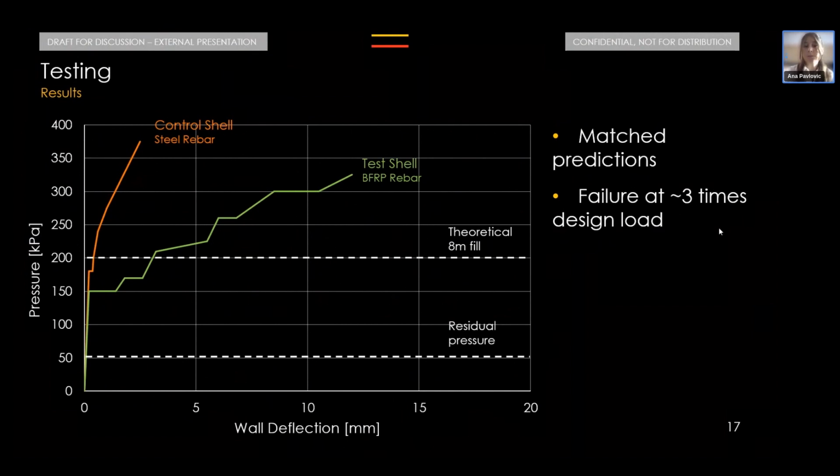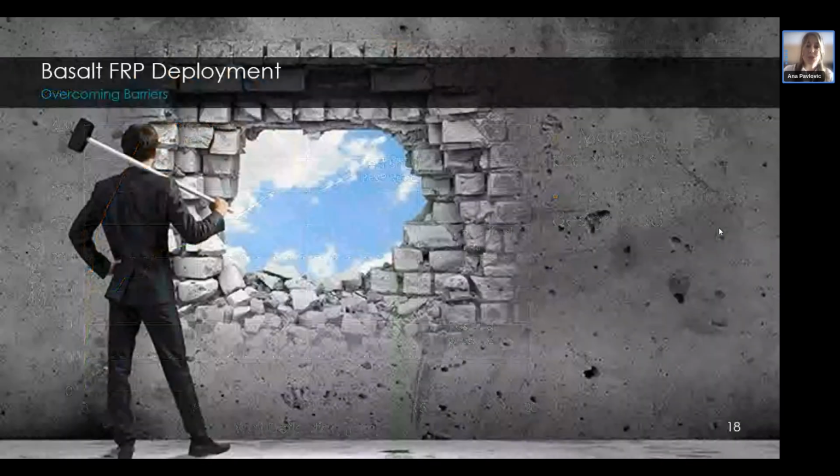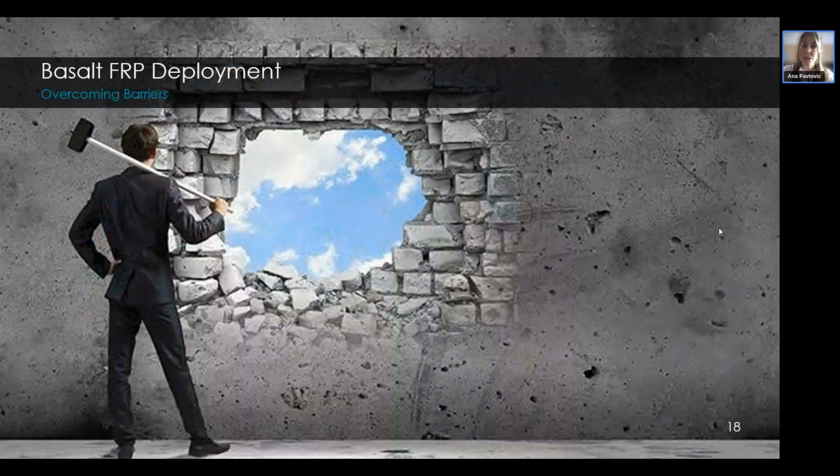As expected, the BFRP reinforced element behaved in a much more deformable way, experiencing higher deflections and higher cracking. But what's quite important for us is that especially the cracking performance matched the predictions estimated through our design, as well as that the failure, which in this case meant complete destruction of the element, occurred at 3 times the design load. So far, we've established that we can achieve carbon savings using BFRP in certain applications, and that the structural performance of the element can be designed with sufficient confidence.